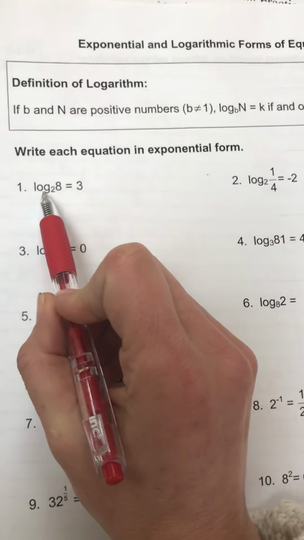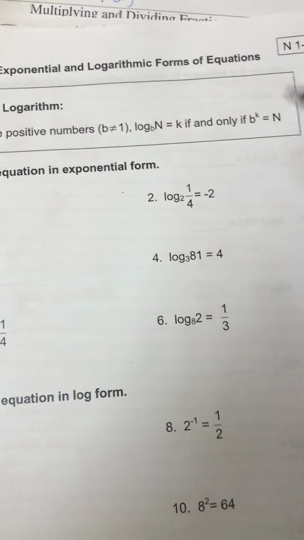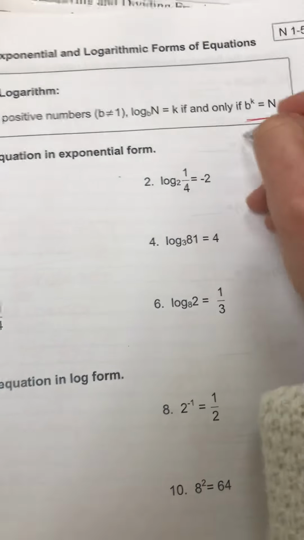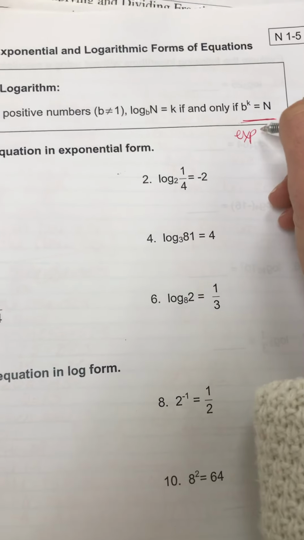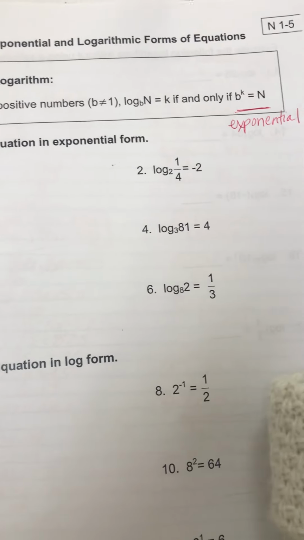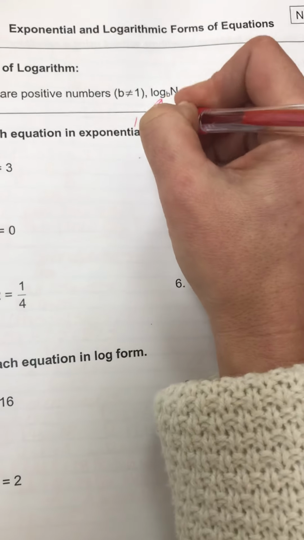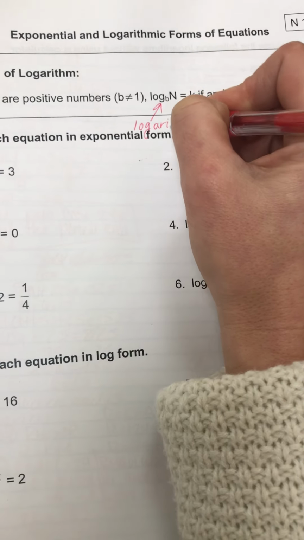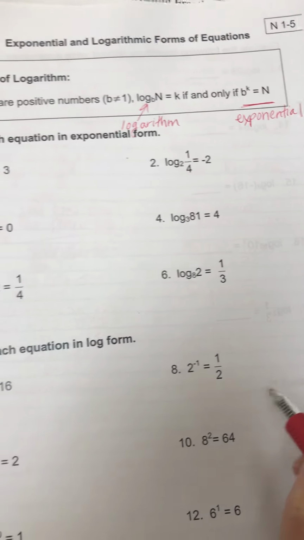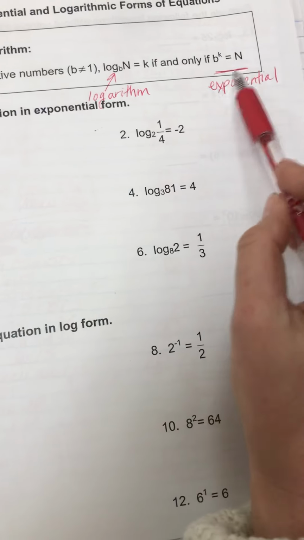It's giving us the log equal to something, and it's asking us to convert it to the exponential form, which is right here. So this is our exponential, and this is your log, your logarithm. You've got two different forms here. It's telling us to write an equation in exponential form, so we're trying to write it like this.